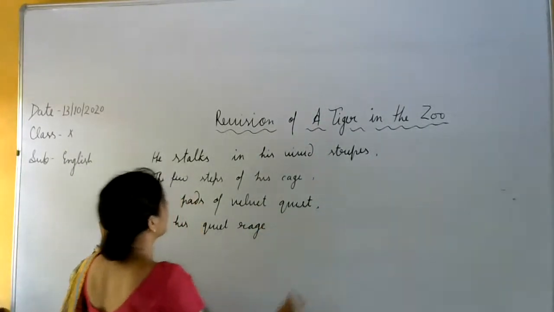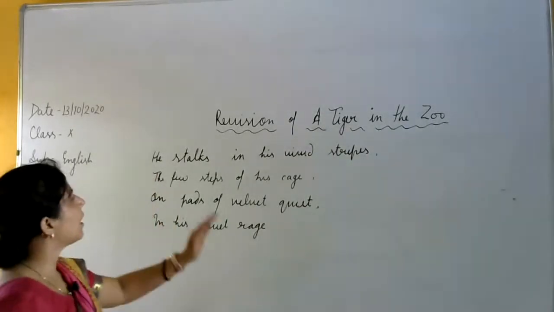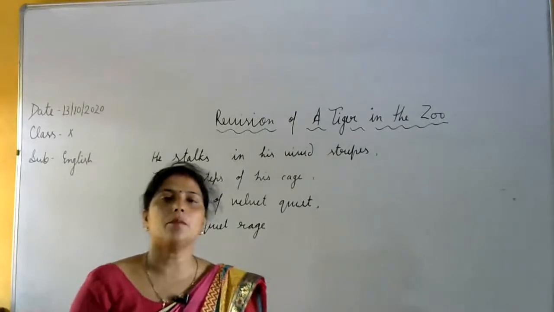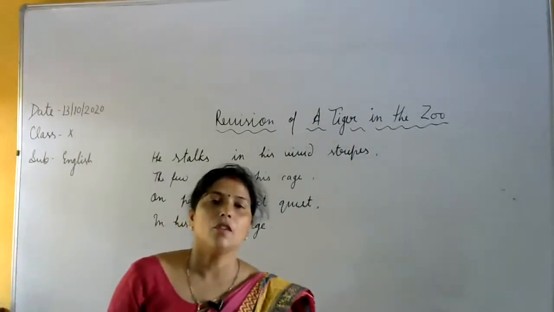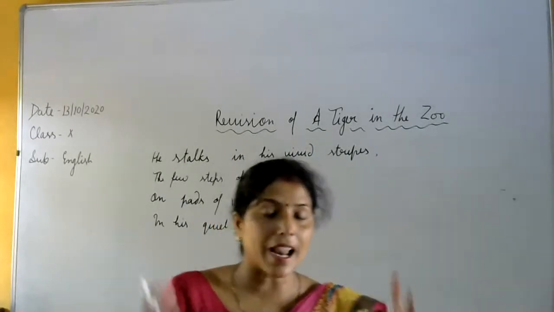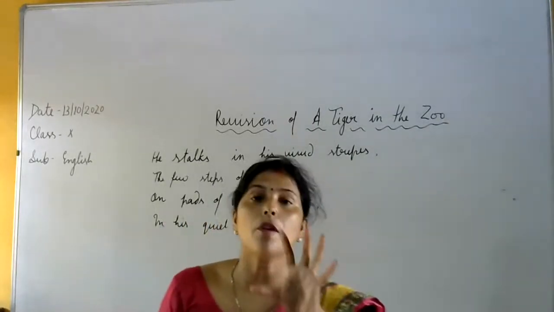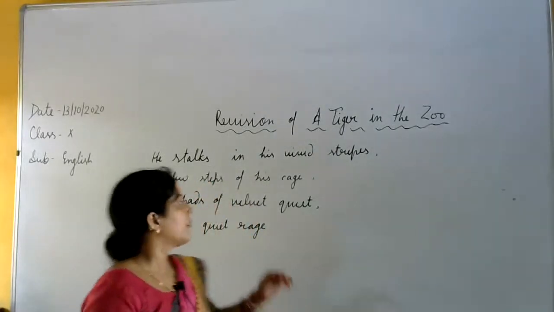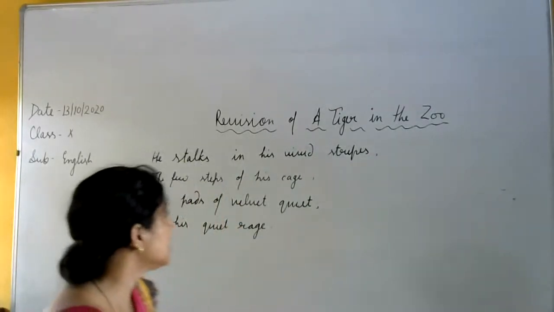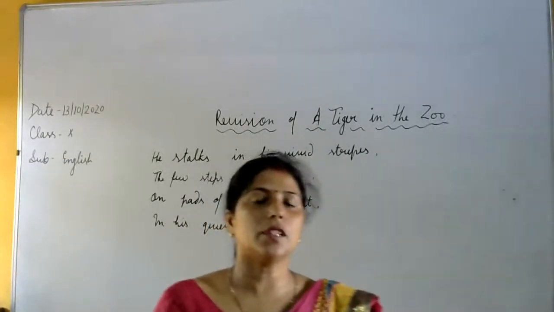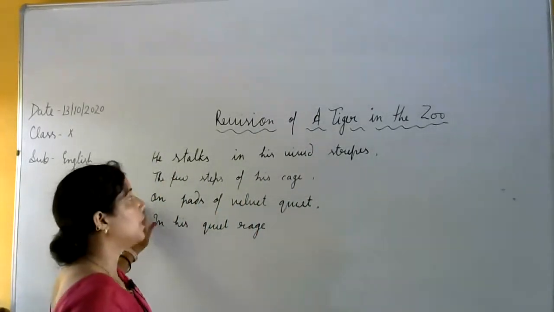So this is your stanza in which the poet wants to show us the tiger. "In his vivid stripes" because the tiger has lots of stripes on its body. "The few steps of his cage": he takes few steps in the cage in which he is trapped in the zoo. "On pads of velvet quiet": the feet of the tiger are just like velvet, and in his quiet rage he moves slowly in the cage in which he is trapped by the members of the zoo. The poet wants to show here the condition of the tiger in the zoo.